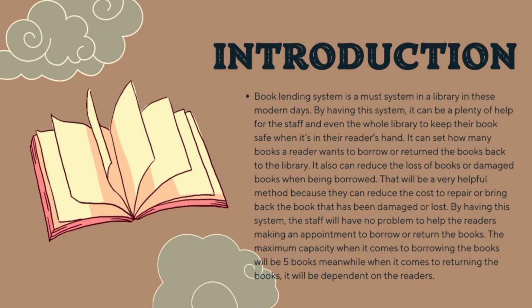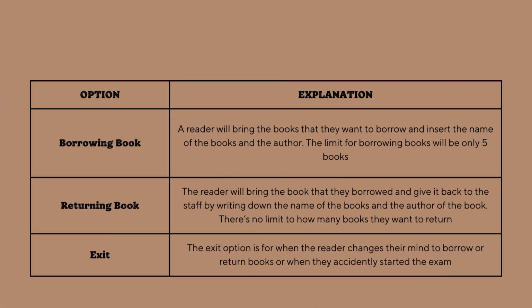The book lending system is a must-have system in the library in this modern day. By having the system, it can be a plenty of help for staff and even the whole library to keep the books safe when they are in the reader's hand. As for the system, we made 3 options, which are borrowing book, returning book, and also exit.